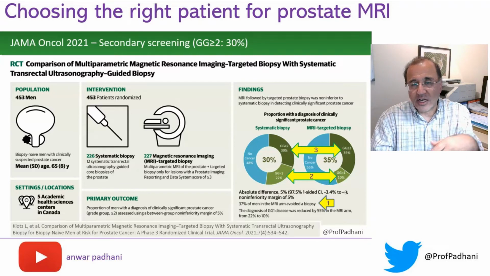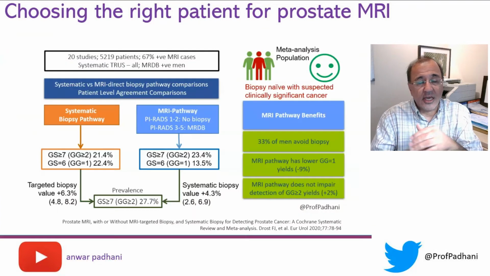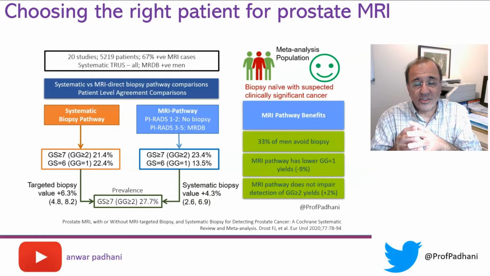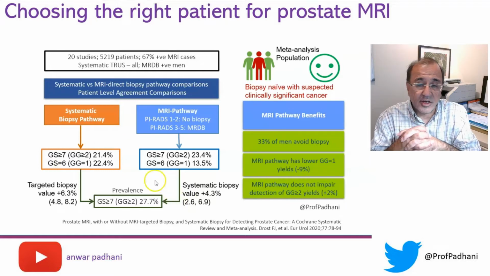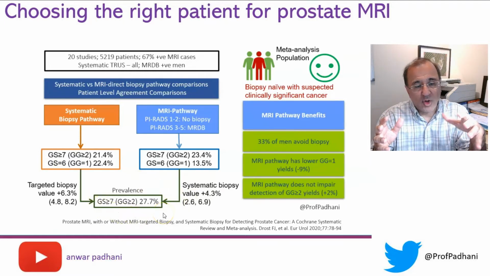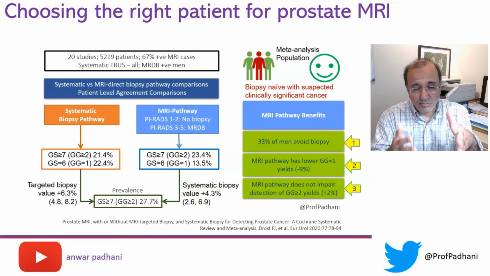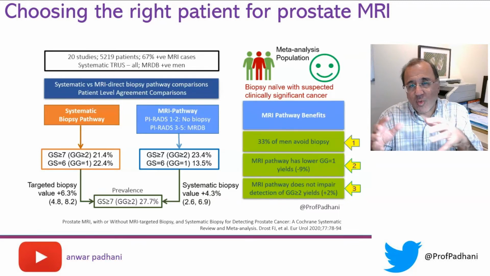And this was also looked at by the Cochrane review, which you can see here. So in the Cochrane review, they aggregated data from 20 studies over 5,000 patients. And you can see here the prevalence is about 30% at the bottom of the slide. These were biopsy-naive men with clinically suspected prostate cancer. And you can see that on average, about 1 in 3 men had cancer, which is the prevalence, but 1 in 3 men also avoided a biopsy. So that is a big advantage.